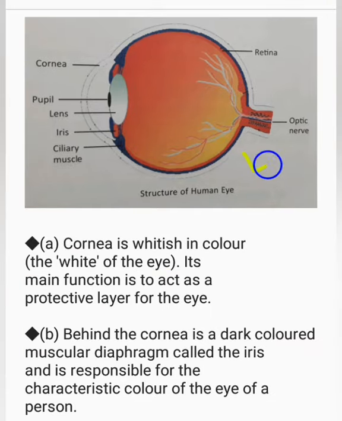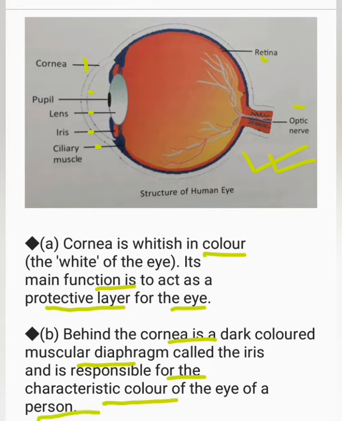This is the labeled diagram of the human eye. This is cornea and this is pupil, this is lens, this is iris, this is ciliary muscles, and here is optic nerve and retina. Now the functions. Cornea is whitish in color, the white of the eye. Its main function is to act as a protective layer for the eye. Next, the iris. Behind the cornea, a dark colored muscular diaphragm called the iris is responsible for the characteristic color of the eye of a person.